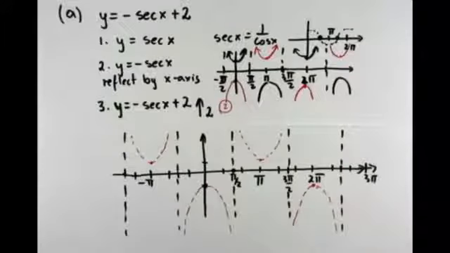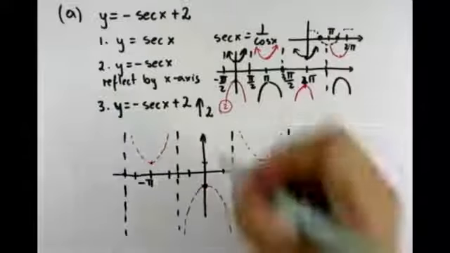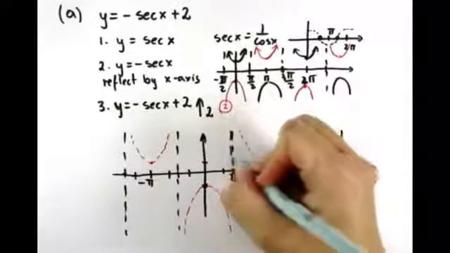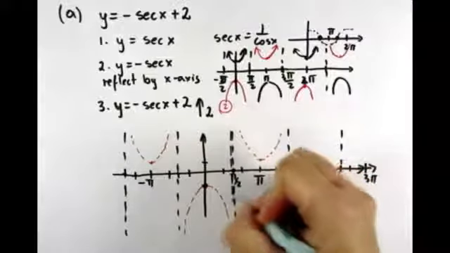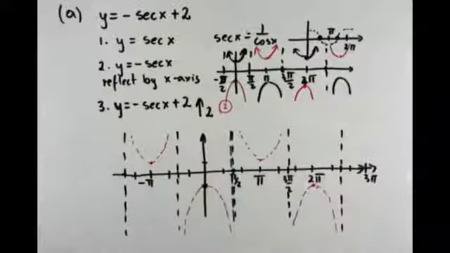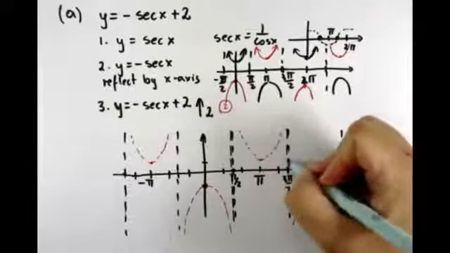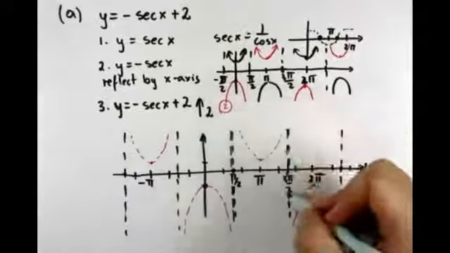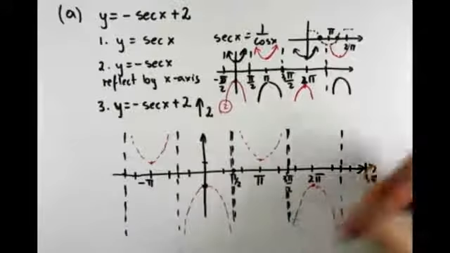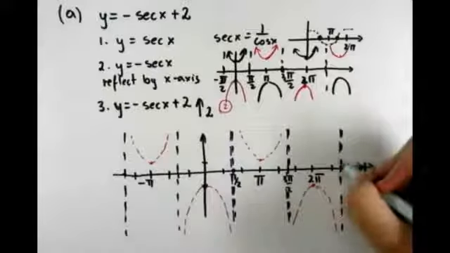And now I'm going to shift this graph 2 units up. So asymptotes stay as they are. Asymptotes don't shift. You can move them up too, but that's a straight vertical line, so we don't see the shift.